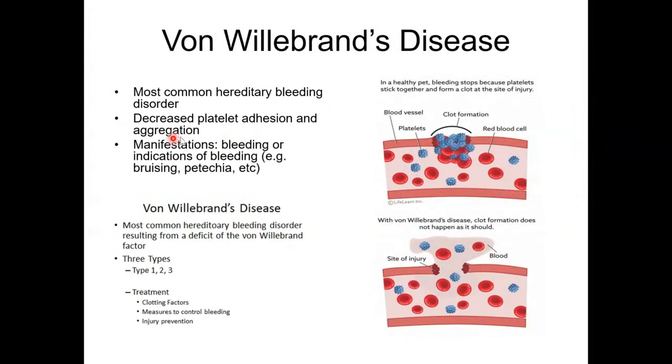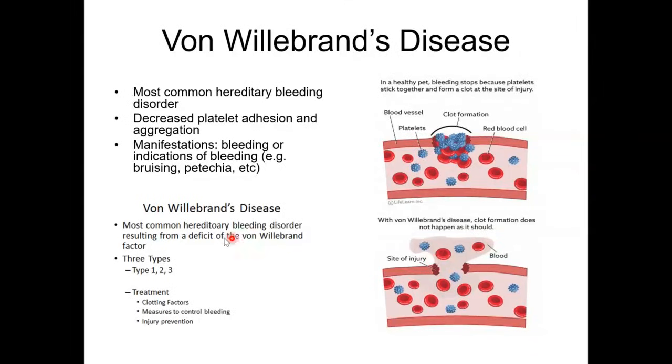There's a decrease in platelet adhesion and aggregation. So there's a protein called von Willebrand that helps platelets stick together. So platelets stick together with the help of von Willebrand. In a healthy patient, bleeding stops because the platelets stick together and form a clot at the site of the injury. Okay, but with von Willebrand's disease, clot formation does not happen as it should. So see how the platelets aggregate? The platelets are not aggregating. Okay, so hence they have a clotting problem.